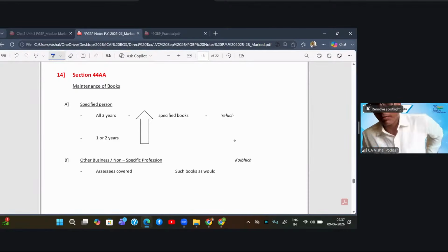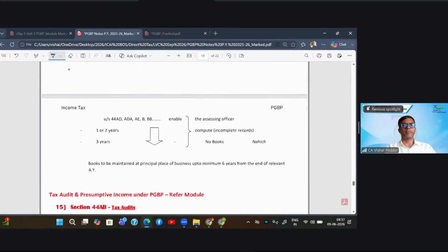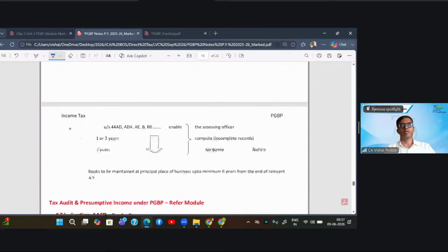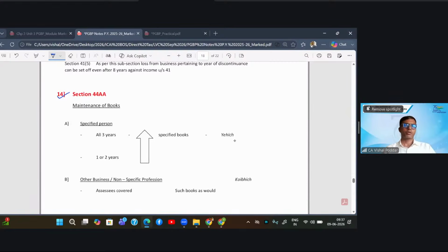Now, students, we come to another important theory point. We will cover this and this today. And then one more theory point is left, which we'll be covering in the next class. Now, what is this theory point? Maintenance of books.